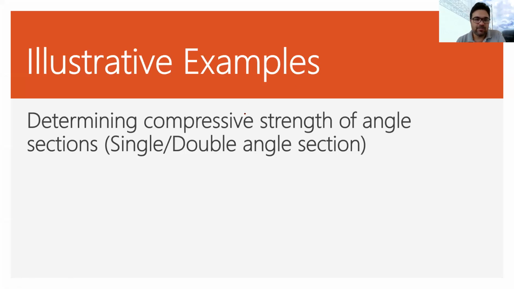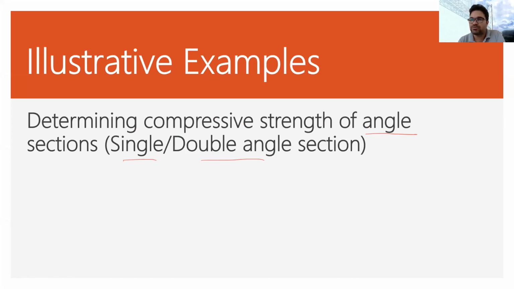Hello, welcome back. In the previous part, we calculated the design compressive strength for the compound section or built-up section. Now in this part, we will see how we determine the compressive strength of an angle section, because angle sections are widely used in different types of structures as a compression member. They may be single angle sections or double angle sections. We will take an example of a single and a double angle section to find out the strength.